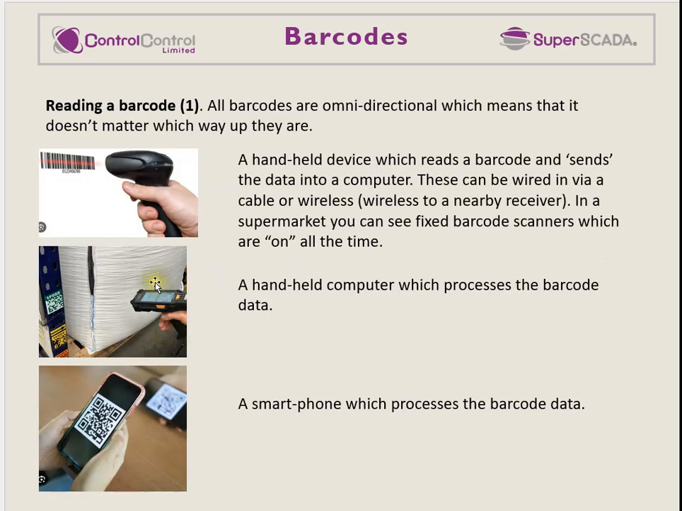So, reading a barcode. Barcodes are omnidirectional, so it doesn't matter if you have one upside down. You read it either with a handheld scanner, which is attached to a computer, and you can have wireless ones of these, which gives them a range of perhaps up to 10 meters. In a supermarket you'll see fixed barcode scanners which are scanning all the time. You can use a little handheld computer, a PDA sort of thing here, to read a barcode, and this will process the barcode data, or of course a smartphone.